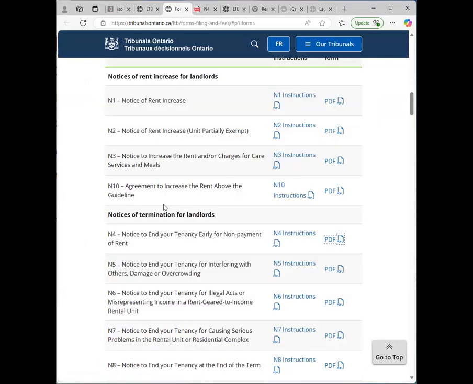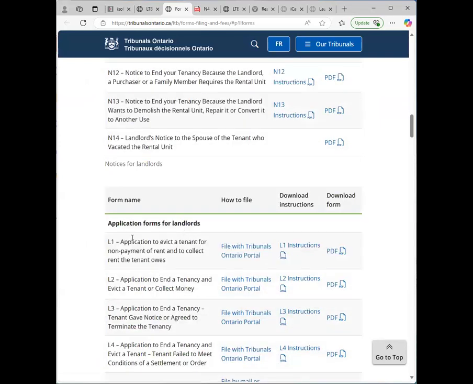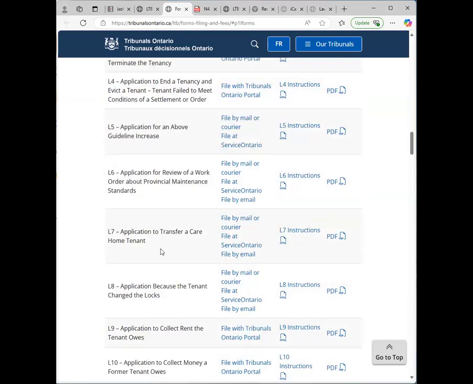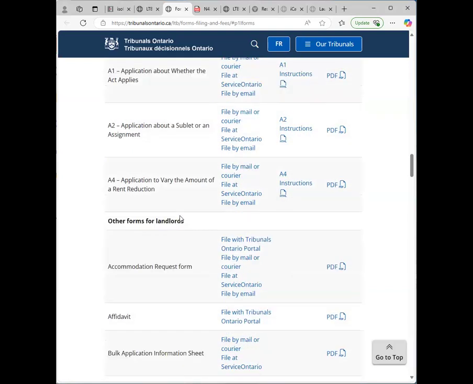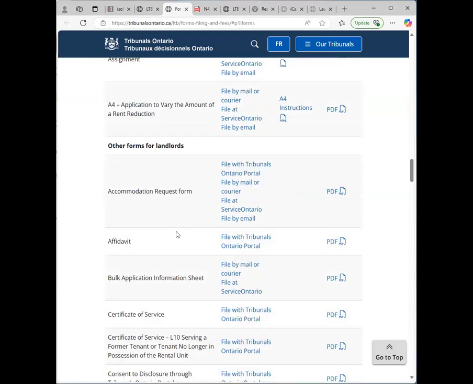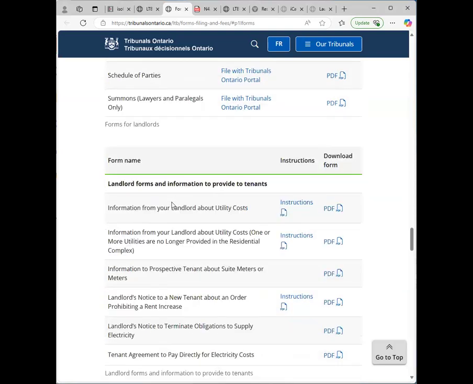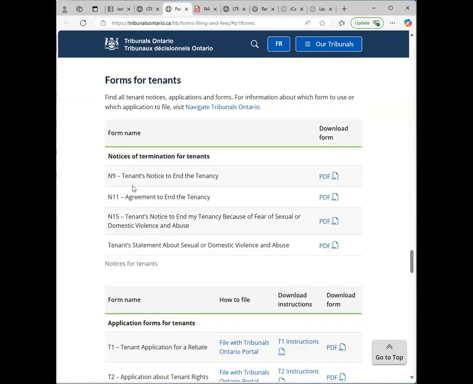So this is notice of rent increase, notice of termination for landlords, and there are all kinds of forms in here, but it doesn't end. Then you've got L forms, application forms. This is if you wanted to start a dispute for some reason, or an application. Just tons and tons. Here's an accommodation request. Here's an affidavit. Payment agreement, request for hearing. This is where you can also submit a dispute. Information from your landlord about utility costs. Forms for tenants: notice to end the tenancy, agreement to end the tenancy.